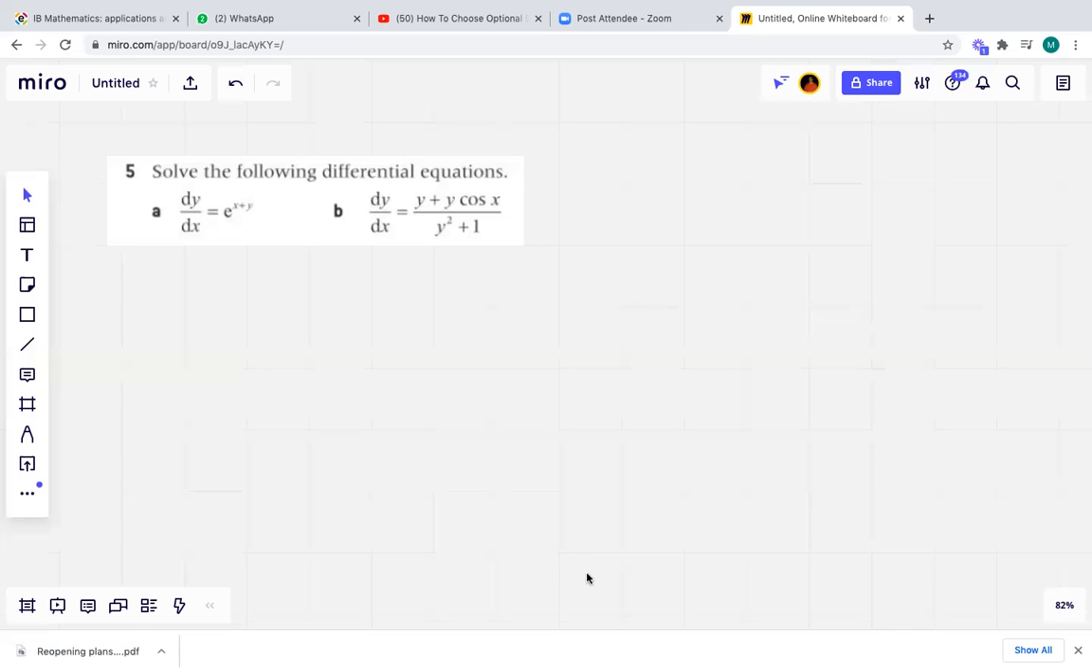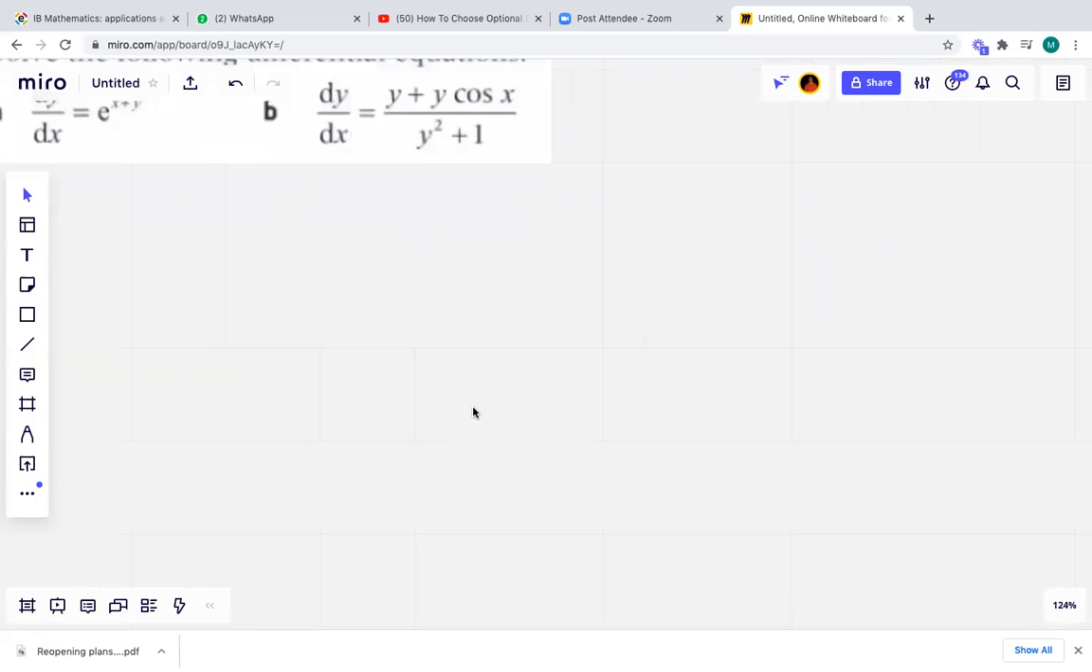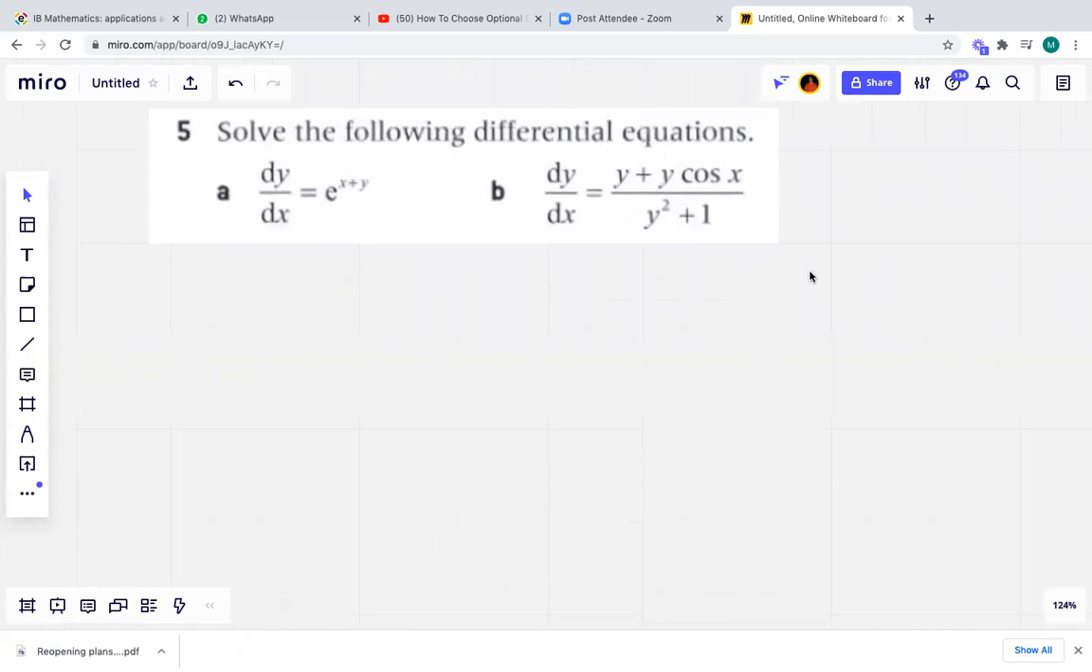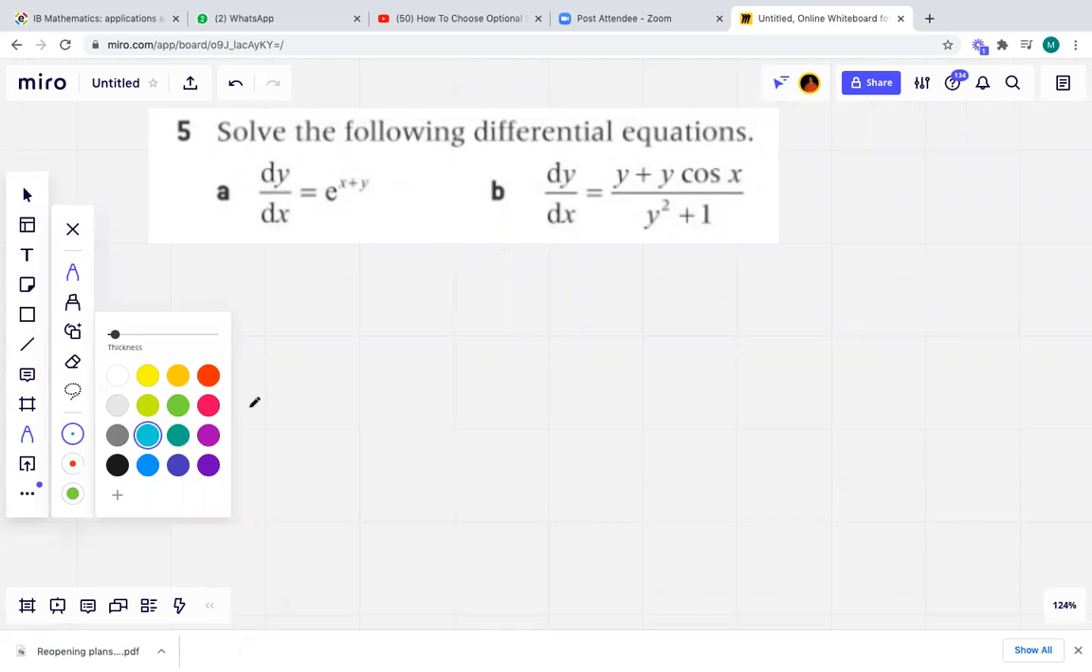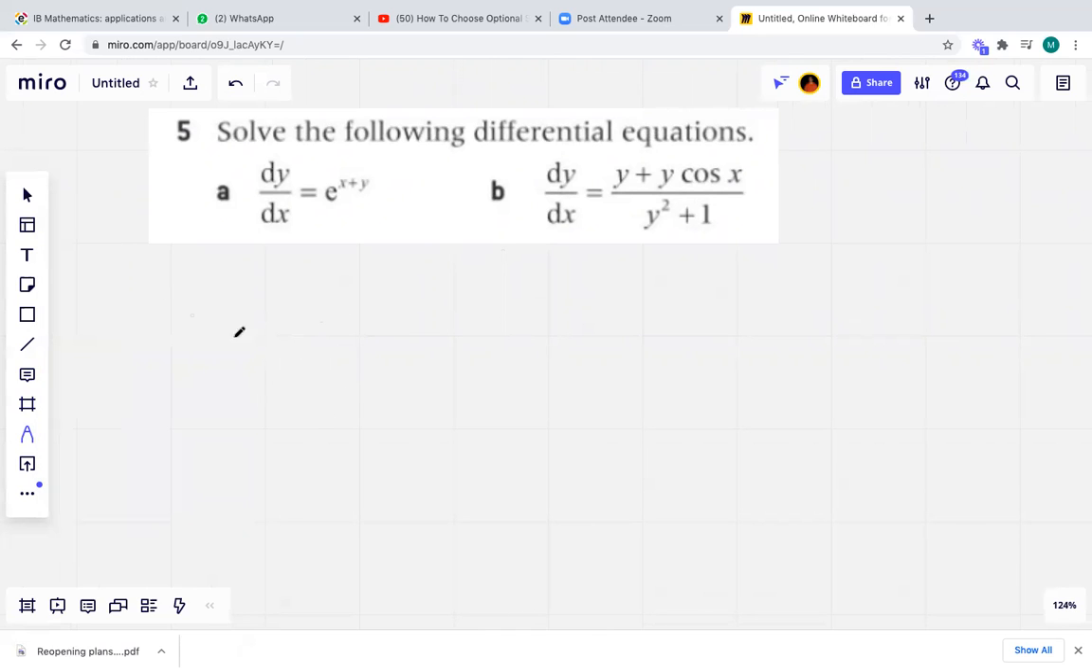I think I'll have to make it bigger. No, this is better, because otherwise this x plus y was not visible. Now dy by dx is equal to e to the power x plus y. So dy by dx equals e to the x plus y.